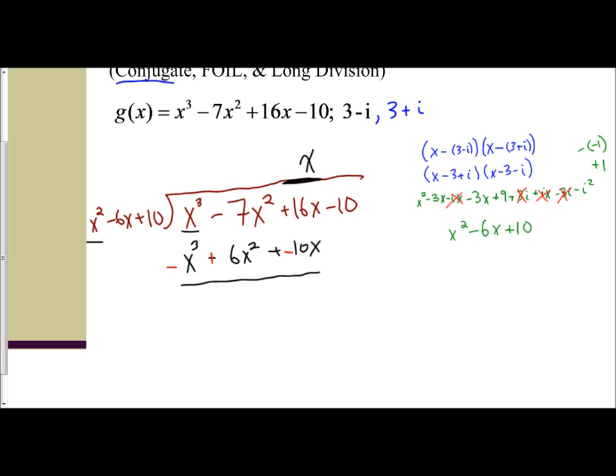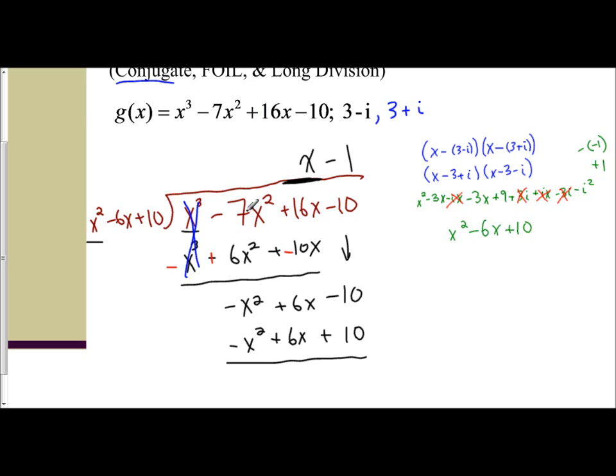And we cancel out vertically. The x cubed and the x squared are going to disappear. You have negative 7x squared plus 6x squared, and so that gives me negative x squared. 16x minus 10x is positive 6x, and we drop down to negative 10. So again, we look at the first terms. What do you multiply x squared by to get negative x squared? And that's negative 1. Distribute it to all 3 terms, and you get negative x squared plus 6x plus 10.